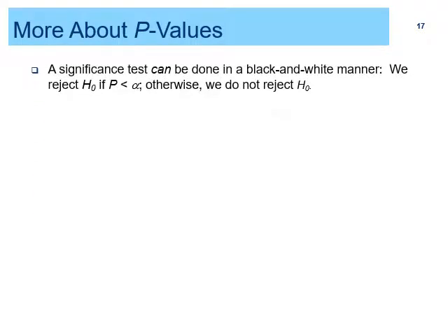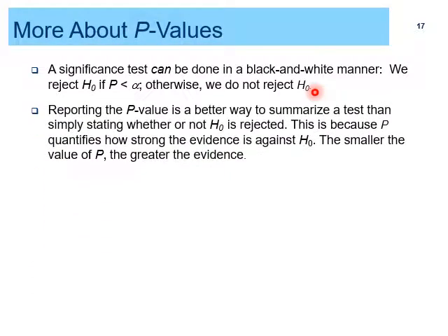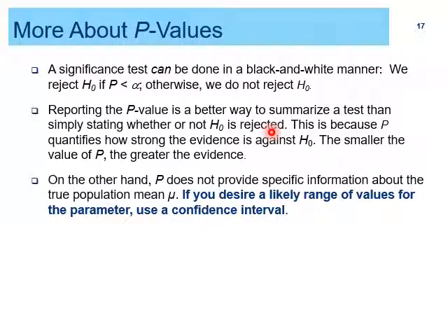So, more about p-values. A significance test can be done in a black and white manner. We reject the null hypothesis if p is smaller than alpha, otherwise we do not reject the null hypothesis. Reporting the p-value is a better way to summarize a test than simply stating whether or not the null hypothesis is rejected. This is because p quantifies how strong the evidence is against the null hypothesis. The smaller the value of p, the greater the evidence. On the other hand, p does not provide specific information about the true population mean. If you desire a likely range of values for the parameter, use a confidence interval.